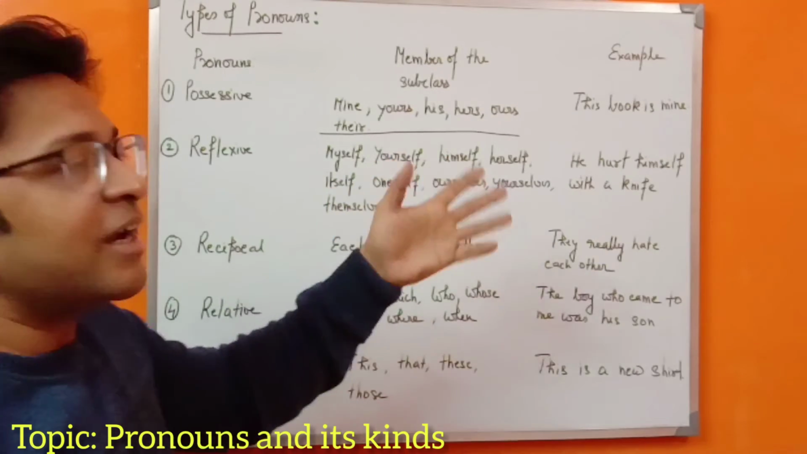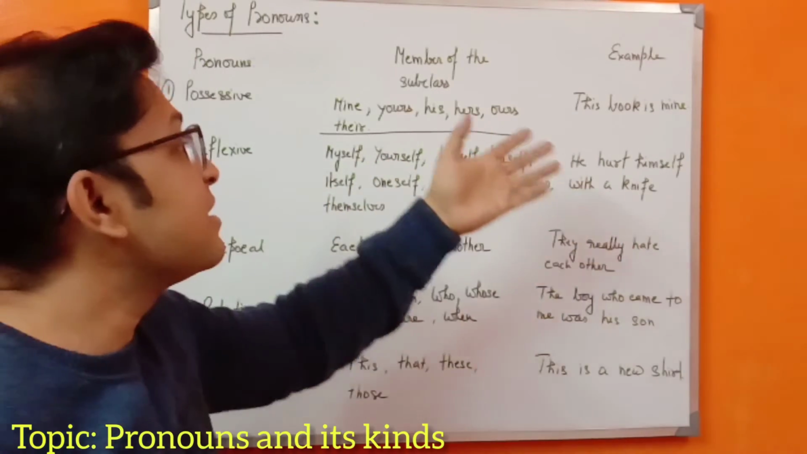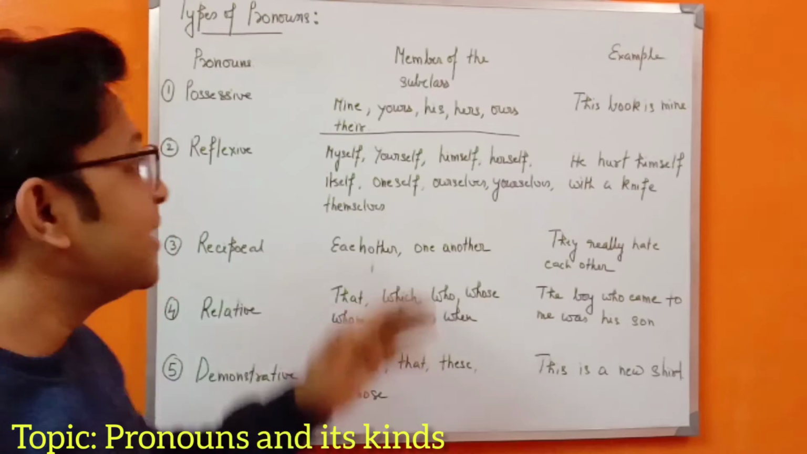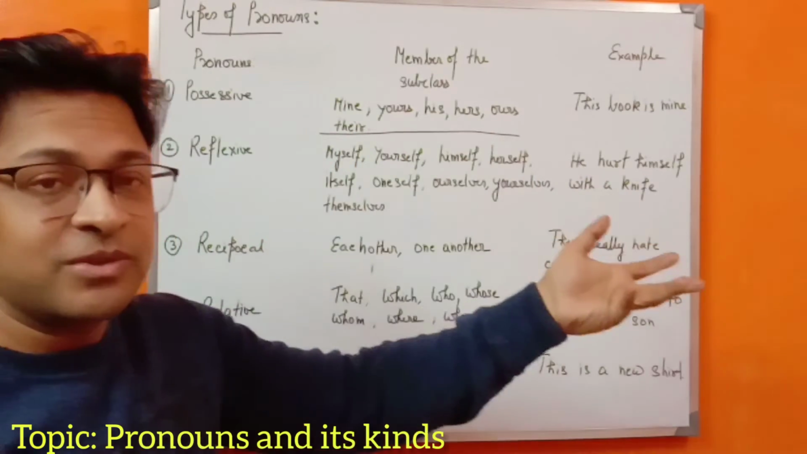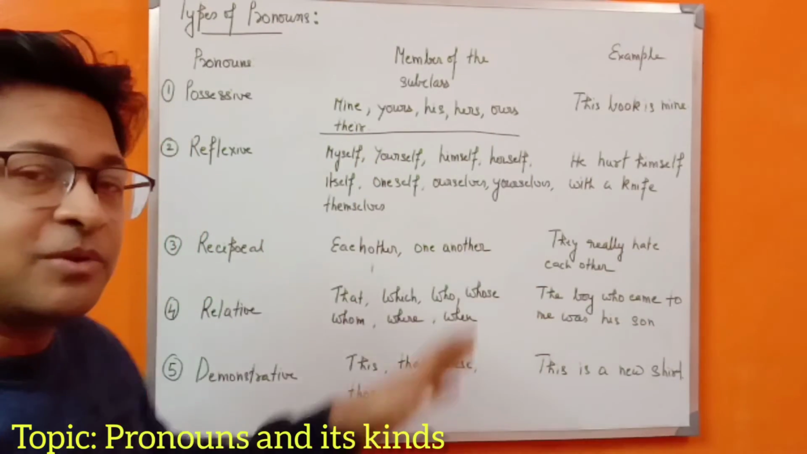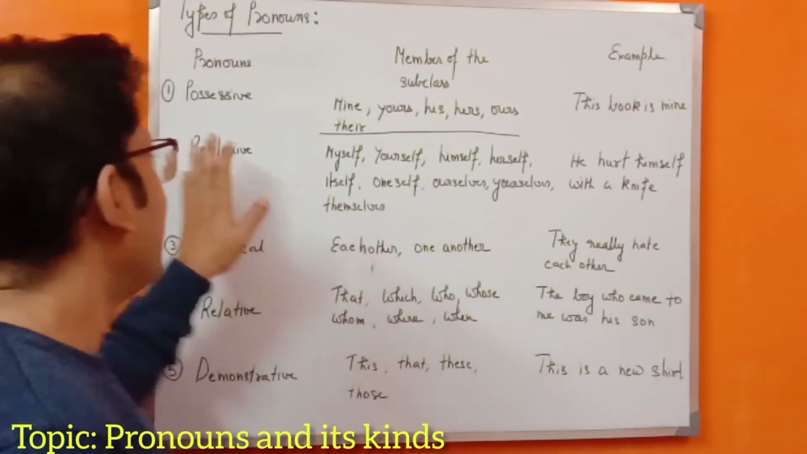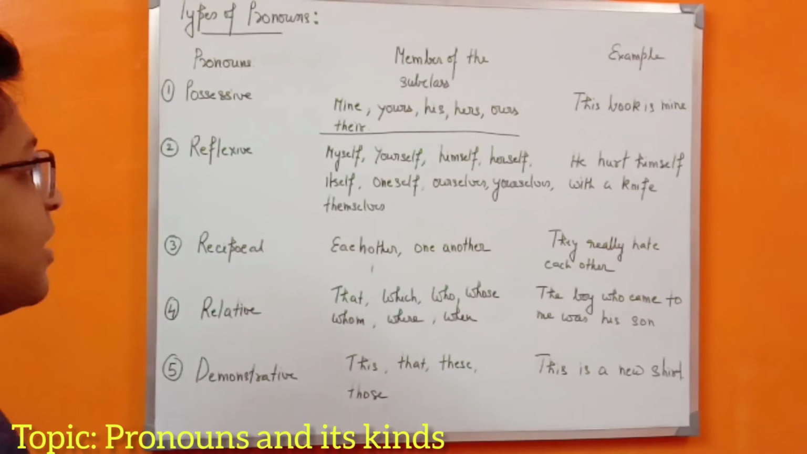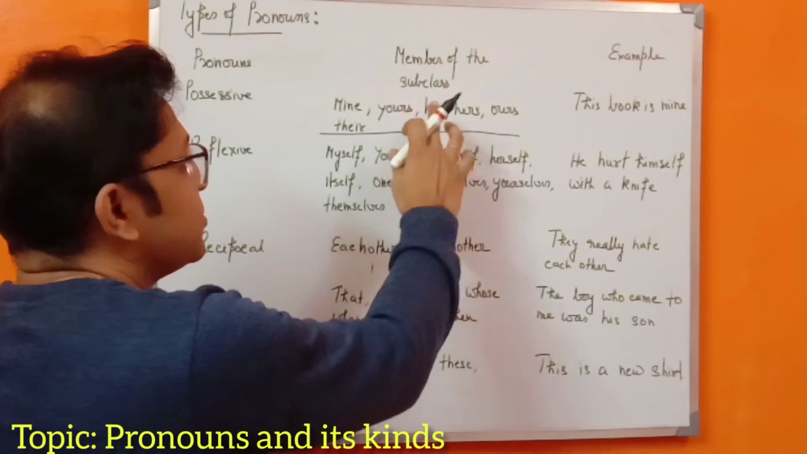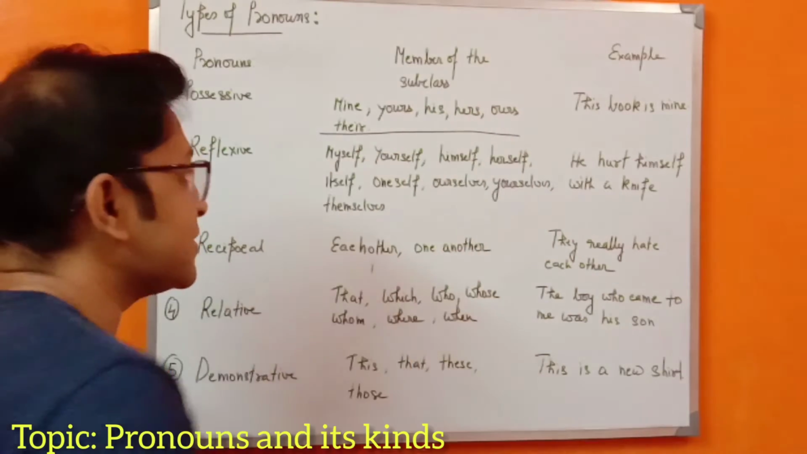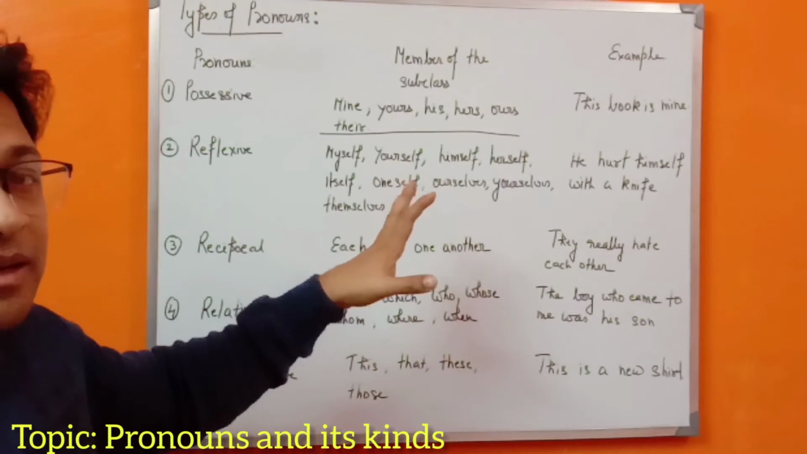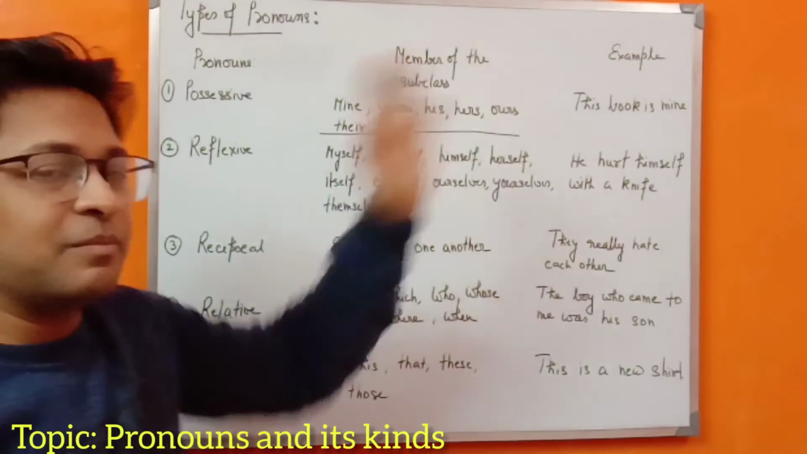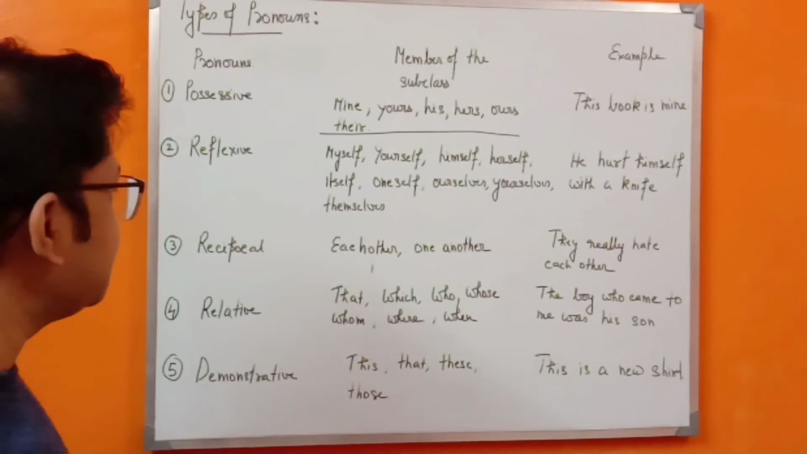You can write a different example. It is her book. That is their house. So these are examples of possessive pronouns. You have to remember these things: mine, yours, his, hers, ours, theirs and their. These are the possessive pronouns, and one example is made for you.